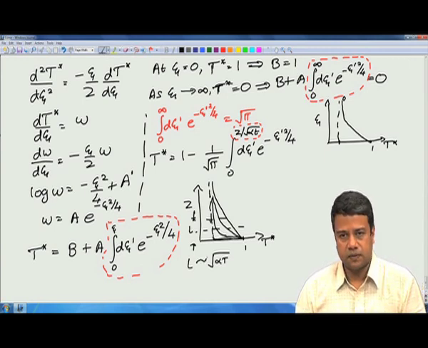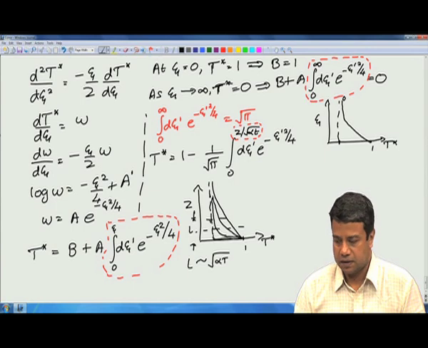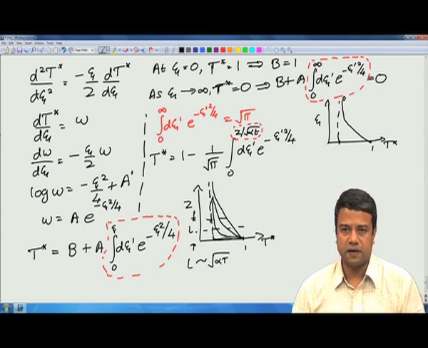Okay, it has to be proportional to square root of alpha t. It is obvious from here. What this is saying is that if I had different values of z and different time intervals, the temperature at each of those would be the same.